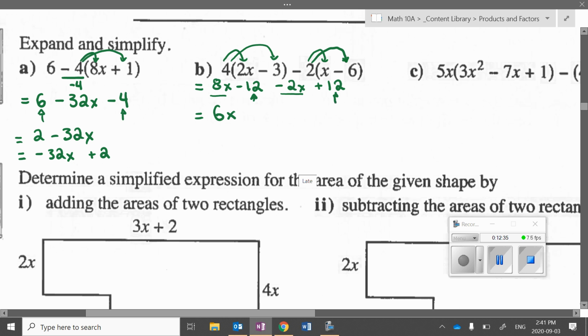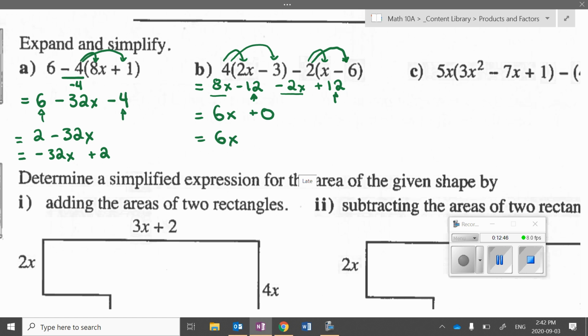So if it helps and it makes you feel better, you can say plus 0, or you can just say 6x. Nothing wrong if you want to put that 0 just to make you feel like I've covered my bases kind of thing.